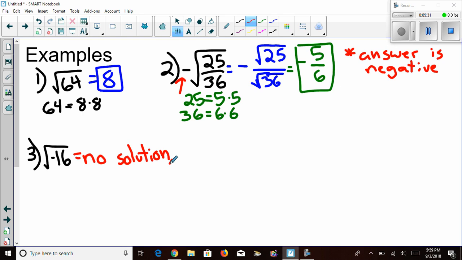Imaginary numbers have applications in higher level sciences and maths, such as physics, and you won't see this again until about Algebra 2. For the purposes of our class, we're saying no solution because no number times itself equals a negative number.